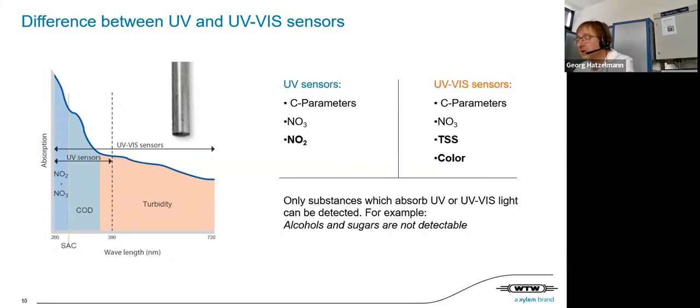And here you can see on the left side a spectrum, and you can see the range of the UV sensors and UV-Vis sensors. You can see the areas where we can calculate the NO2, NO3 concentration, then the area where you can calculate the COD, the carbon parameters, and the area for turbidity. Important here is that only substances which absorb UV or Vis light can be detected. So for example, if we have alcohol or sugar in the water, it is not possible to detect this with this kind of technology.